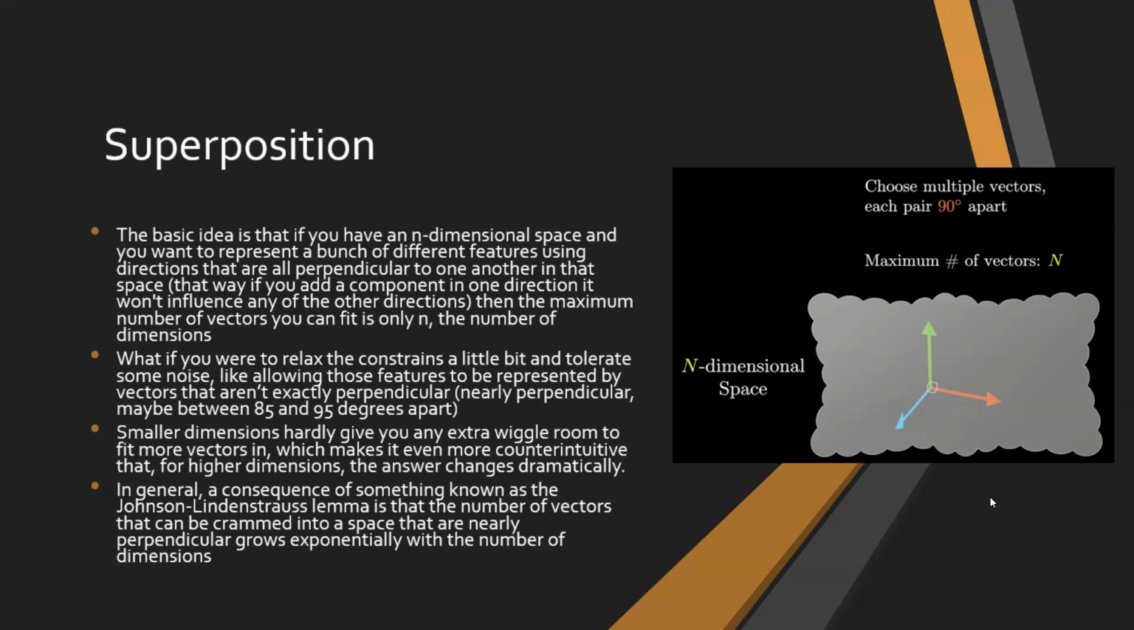What if you were to relax the constraints a little bit and tolerate some noise, like allowing those features to be represented by vectors that aren't exactly perpendicular, aka nearly perpendicular, maybe between 85 and 95 degrees apart? The smaller dimensions hardly give you any extra wiggle room to fit more vectors in, which makes it even more counterintuitive that for higher dimensions, the answer changes dramatically. In general, a consequence of something known as the Johnson-Lindenstrauss lemma is that the number of vectors that can be crammed into a space that are nearly perpendicular grows exponentially with the number of dimensions.